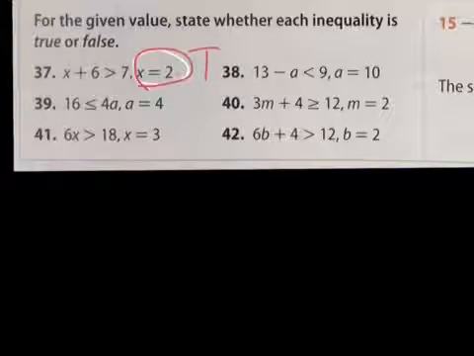You know what though? Actually, no. You can see here that m is 2, so 3 times m is 6. 6 plus 4 is 10. And is 10 greater than or equal to 12? No. Right? 6 plus 4 is 10, and it's not greater than or equal to 12. So this one's false. This one here is false. Okay, go ahead and try.